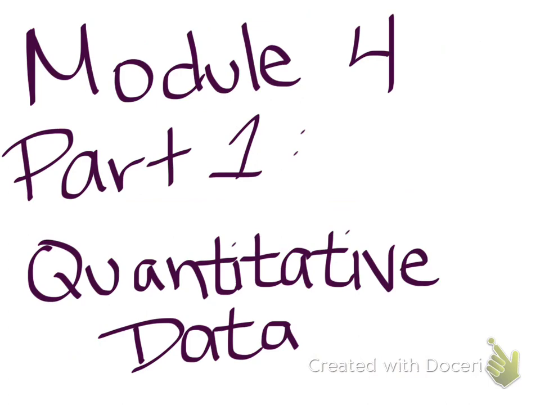So we're going to move on to quantitative data. So remember, quantitative data is data that comes to us as numerical values. So height, weight, age, number of credits you're taking this semester, number of pets you own, things like that.